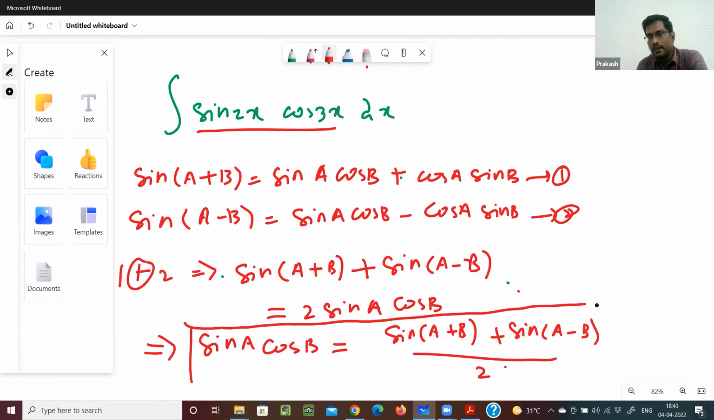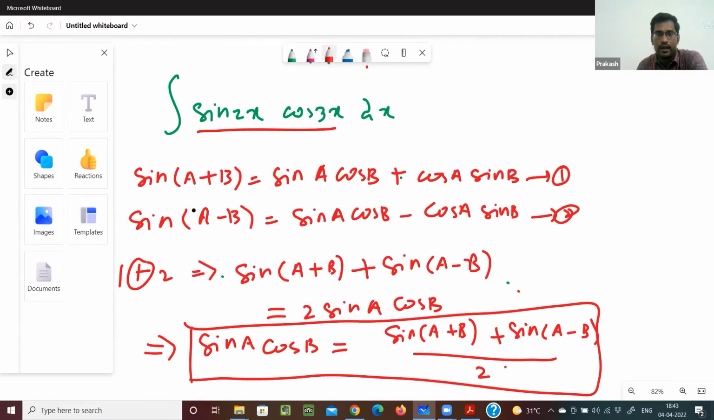These identities are already available, but how we are getting this identity, that I explained here. So you need to know this sine of (A plus B) and sine of (A minus B). From this we can rewrite, because here A is nothing but 2x, B is nothing but 3x. So now we can use this identity here. So you can easily evaluate this integral.